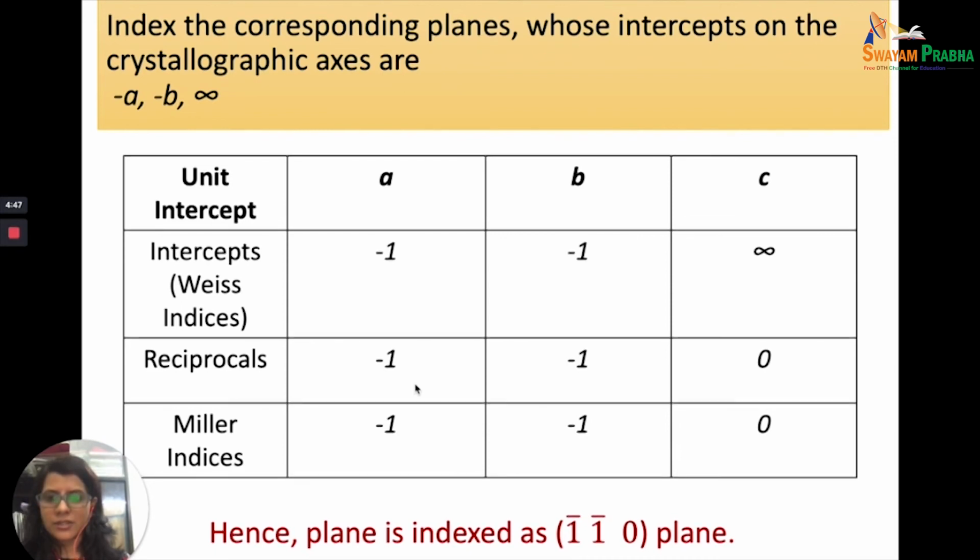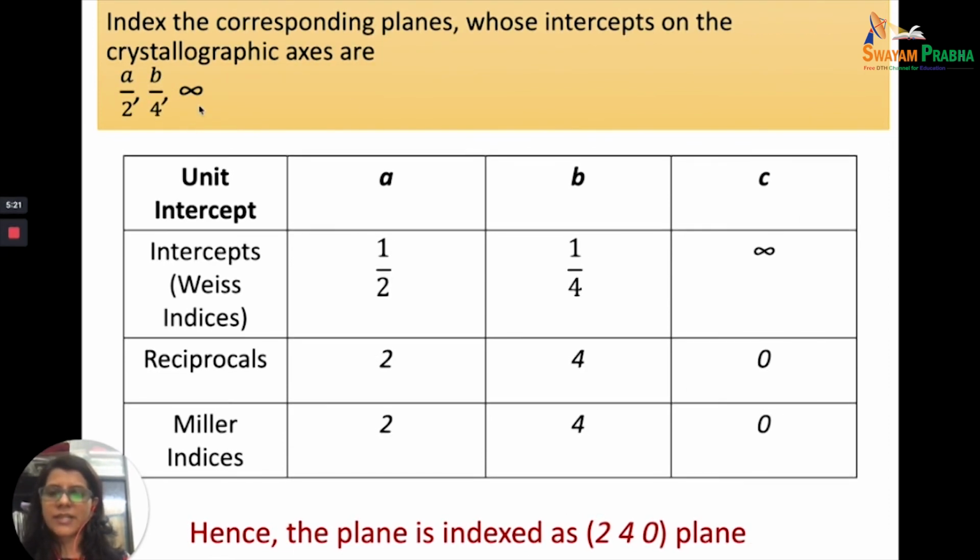Now like this example, very similar to what we have already done. The intercept on the x is minus a, intercept on the y is minus b, and the z it is parallel to, so infinity. So minus 1, minus 1, infinity. You take a reciprocal, you get minus 1, minus 1, and 0. Now you do not write minus 1 as minus 1, you write it as 1 bar. So 1 bar for the y-axis and 0 for the z. So 1 bar, 1 bar, 0 is the plane.